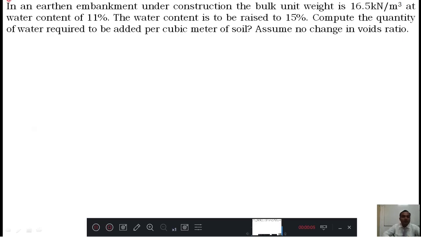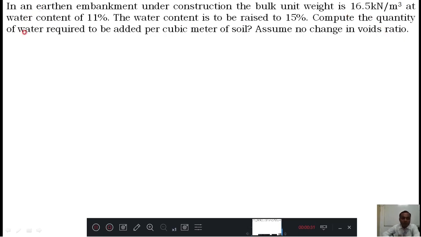Next problem is, in an earthen embankment under construction, the bulk unit weight is 16.5 kilonewton per meter cube at water content 11%. The water content is to be raised to 15%. Compute the quantity of water required to be added per cubic meter of soil. Assume no change in void ratio. Very good and interesting question.